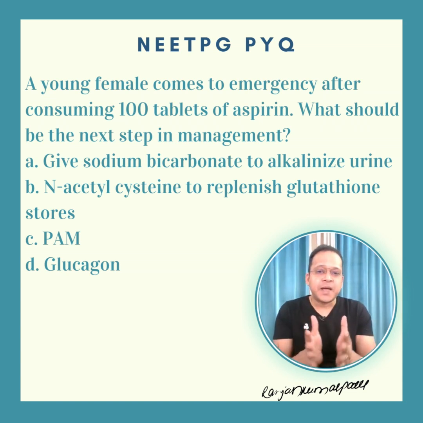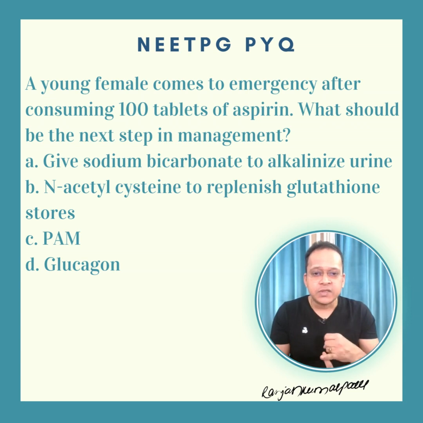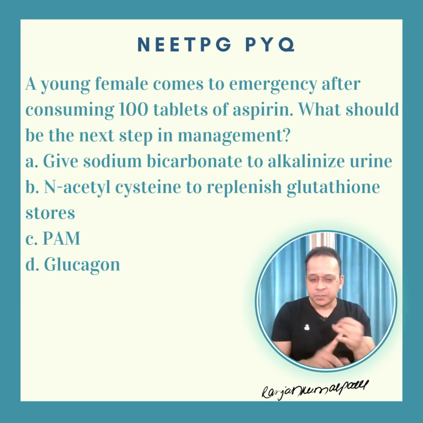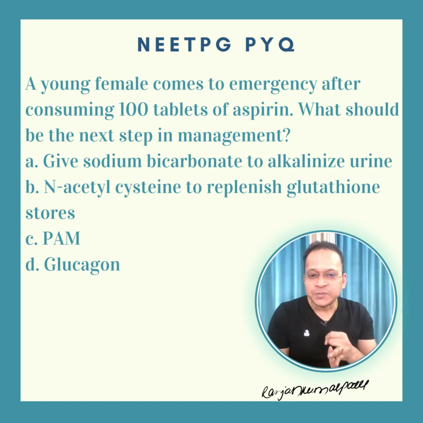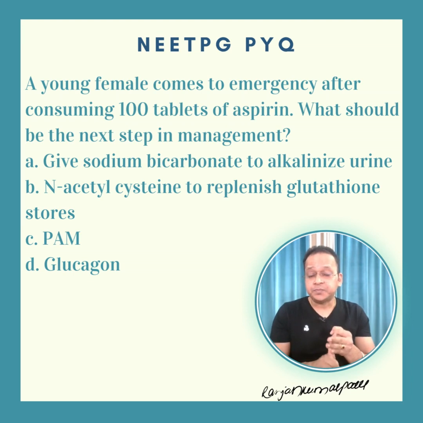PYQ number 1: pralidoxime, where is it used? Your answer is organophosphate poisoning. PYQ number 2: where is it not used? Your answer is carbamate poisoning. I cannot use PAM. PYQ number 3: what is the most specific drug for organophosphate poisoning? Your answer is pralidoxime. But if they ask PYQ number 4, which is the drug of choice for organophosphate poisoning or carbamate poisoning, your answer is atropine.